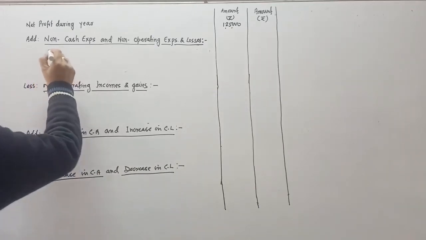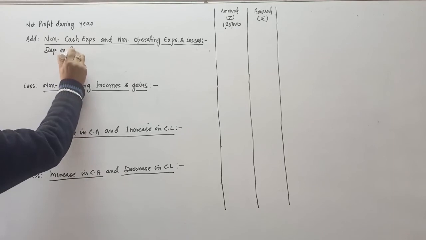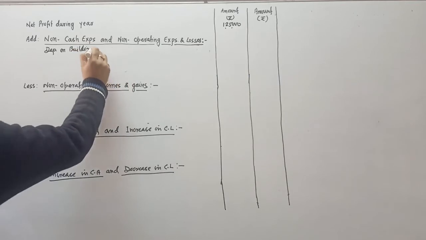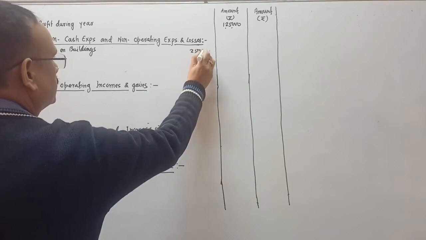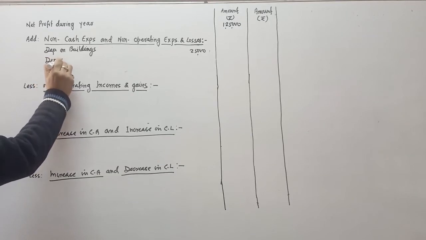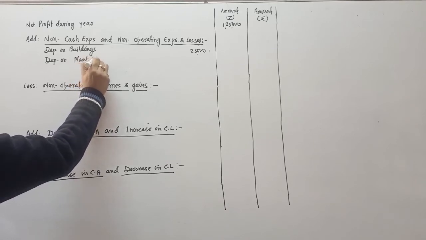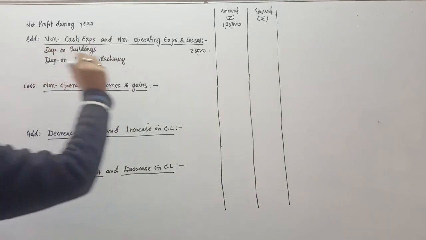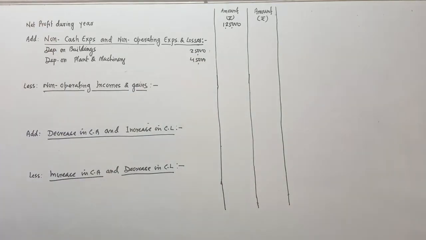So start with this question. Depreciation on building is a non-cash expense. So depreciation on building, this we will add. Depreciation on buildings is 25,000. This we will add. It's a non-cash expense. Similarly, depreciation on plant and machinery is also a non-cash expense. It is 45,000. It means depreciation on tangible assets.